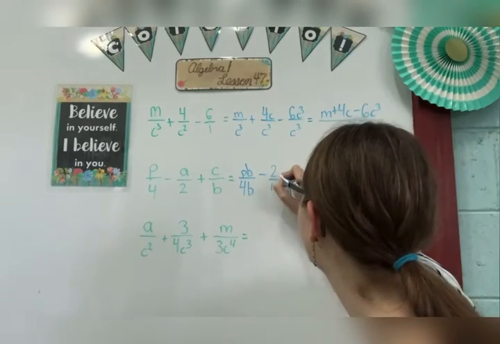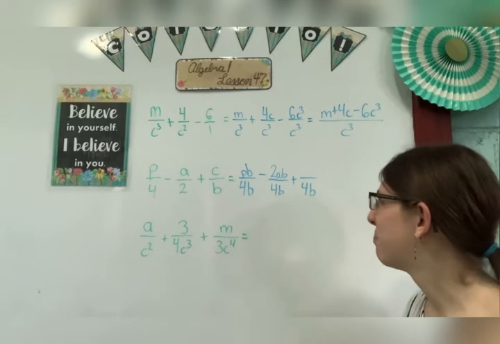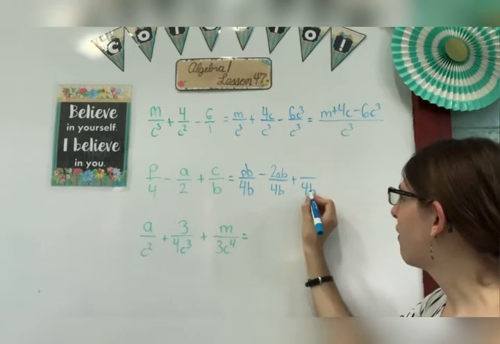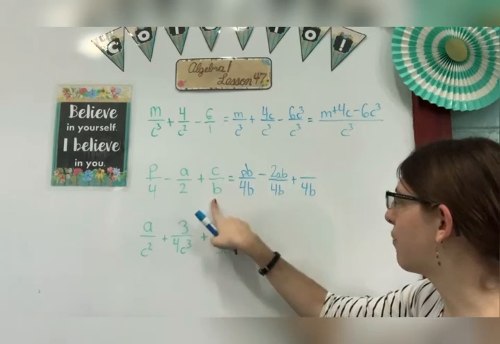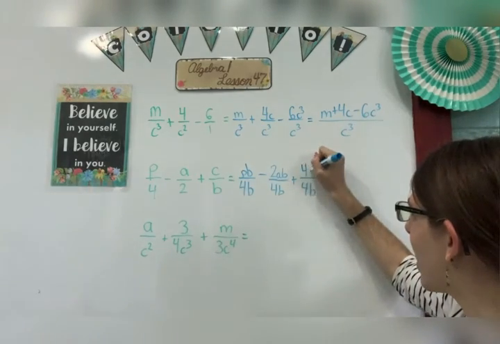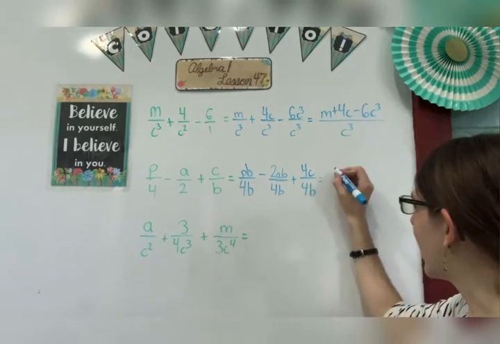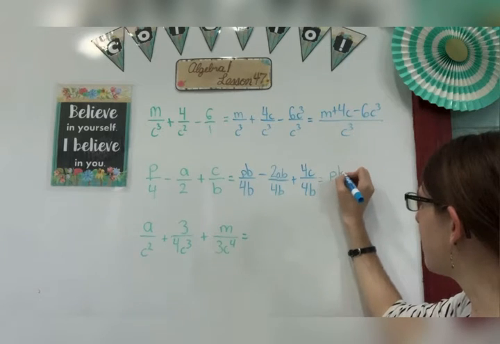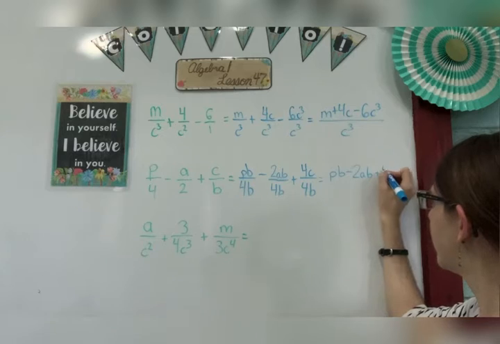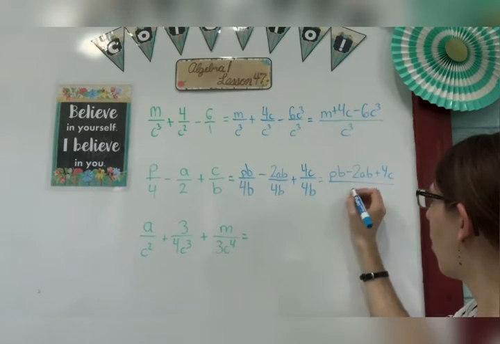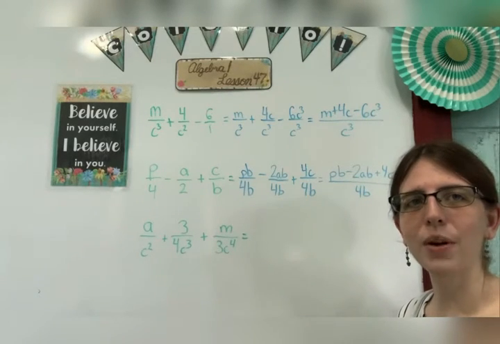So that will give me 2AB, since I decided to write that in alphabetical order. Here I have 4B, I have B here, so I multiplied it by 4 to get 4B. So I multiply my C by 4 as well and get 4C. Now I can combine it to be PB minus 2AB plus 4C over 4B. Okay?